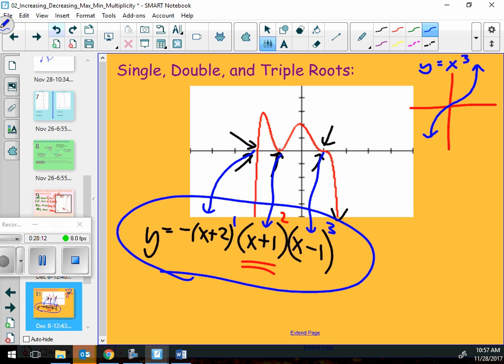Degree. If I was to pull out the lead coefficient, it would be negative x to the 1, 2, 3, 4, 5, negative x to the 6th. So what degree is this guy?